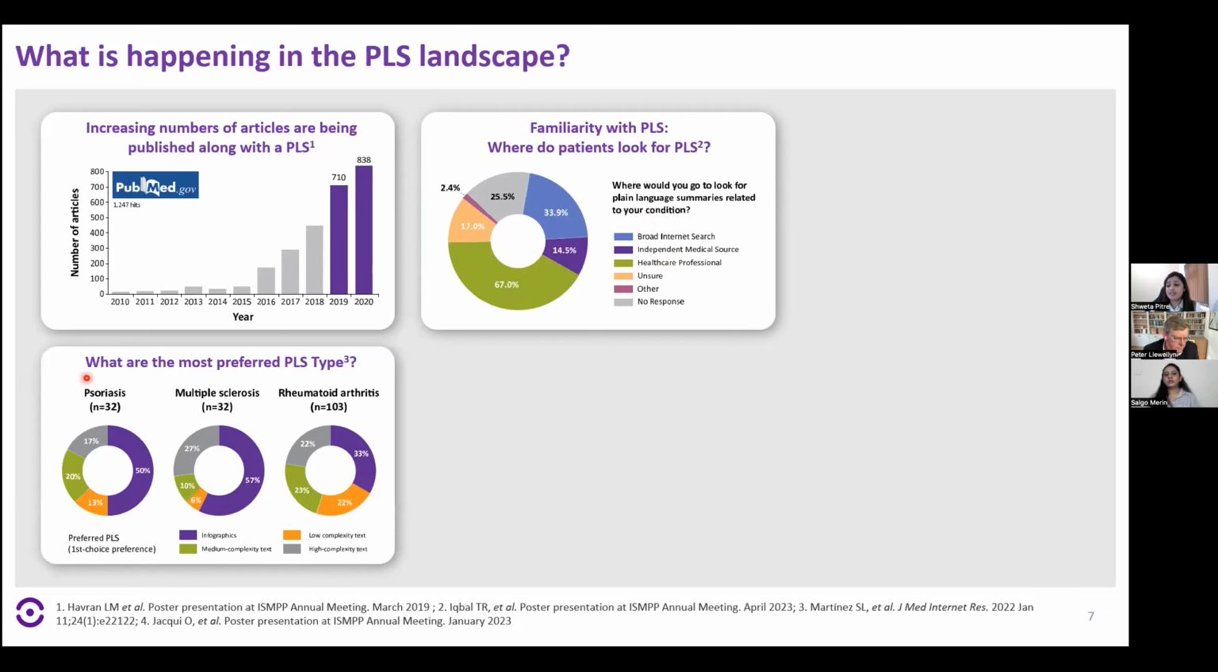Moving on, now we've seen the different types of PLSs. So what are the most preferred PLS types? It's not surprising that the infographic-based PLSs are the most preferred type. If you see the three indications here, all three show that the infographic-based PLSs are the most preferred type.